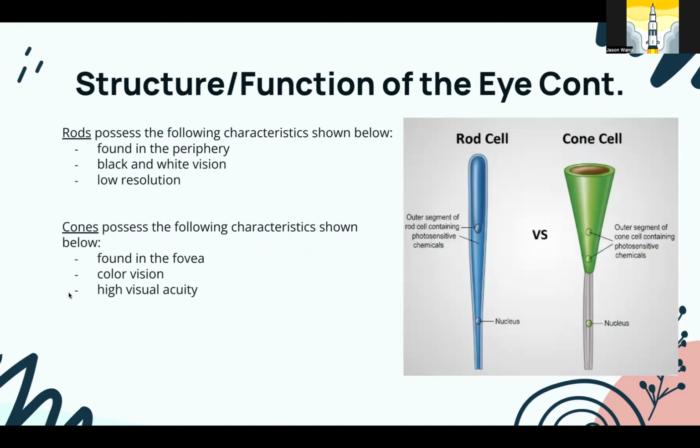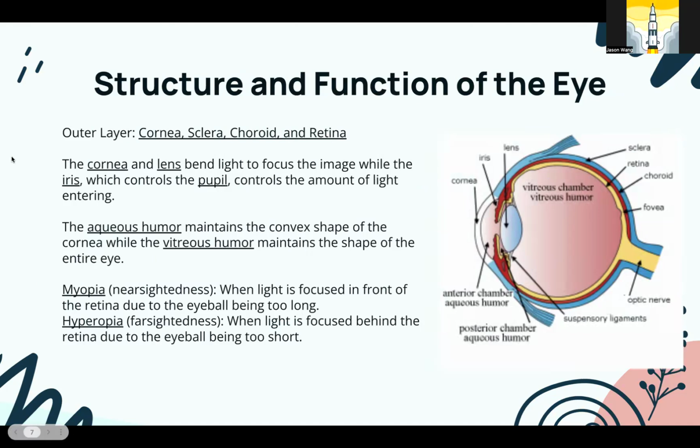So, talking about photoreceptors, there are two major types of photoreceptors. So you have rods, which are found in the periphery. It's responsible for black and white vision, like at night, and it has low resolution. Okay, so if you go back to this image, it would be found still on the retina, but not exactly on the fovea.